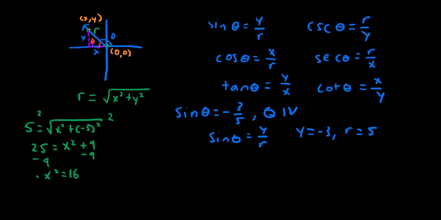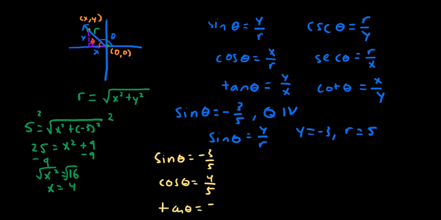And so we're going to take the square root of both sides to get x equal to +4 because we're in quadrant 4, and in quadrant 4 x is positive. So now we're going to evaluate the 6 trig functions. So sine is y over r, which we're already given. Cosine is x, which is 4, which we just found, over r, which is 5. Tangent is y, which is -3, over x, which is 4.